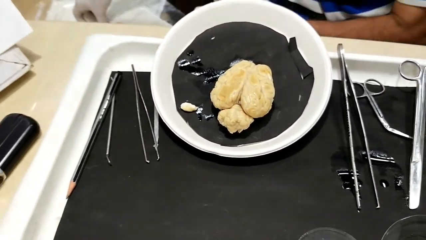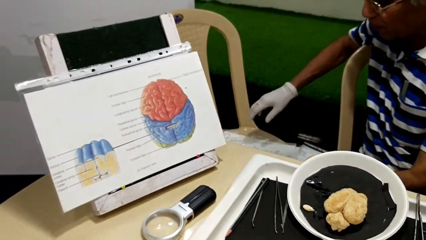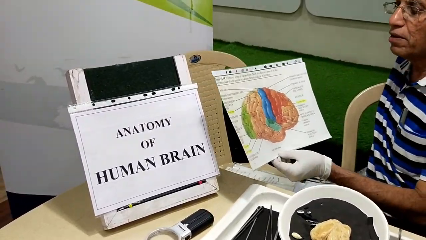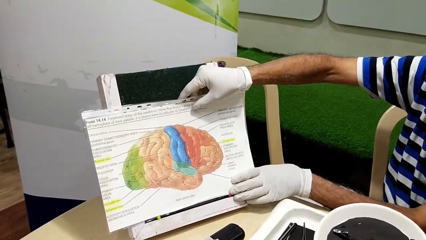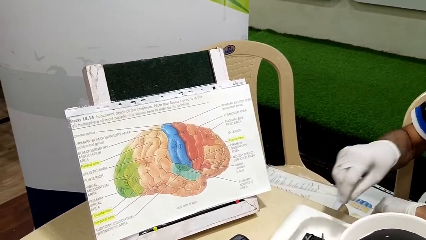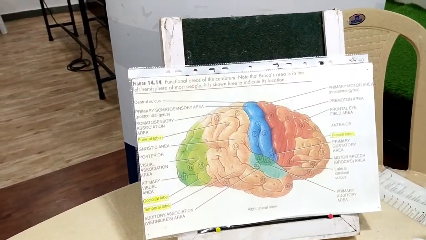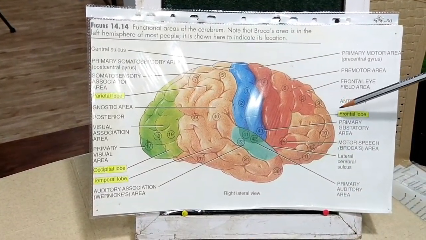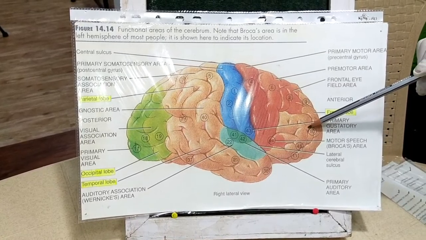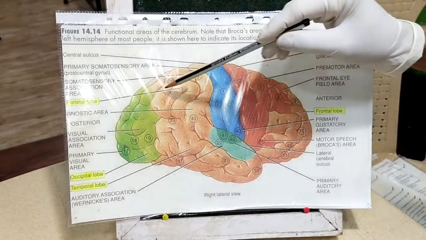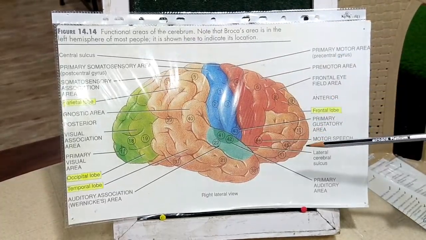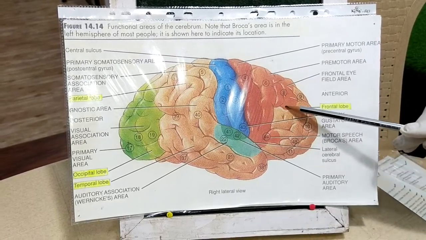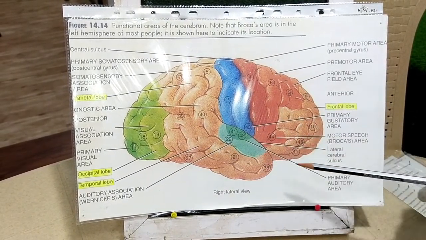We will now have one more picture. You are all aware that mapping has already been done for the human brain, and here you can find out the different areas. First, this is the front side, the anterior side. So this is the frontal lobe, then the parietal lobe, and then the occipital lobe. So frontal, parietal and occipital lobes are there, and you have some centers.